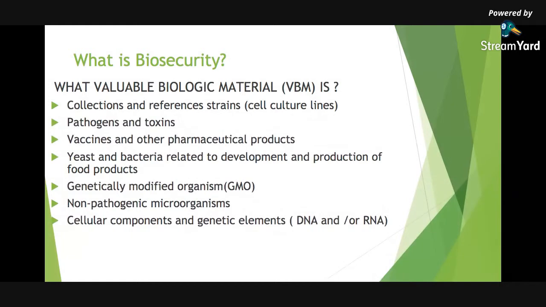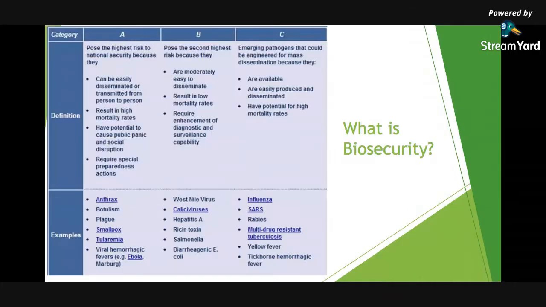and cellular components and genetic elements like DNA, RNA. Like when you guys go and do those tests for your heritage and things like that, that would be a biosecurity example. They have to protect that information because DNA and RNA can tell you a lot about a person, as well as they can use that and do things with it. So that would be a place that will have to have biosecurity.